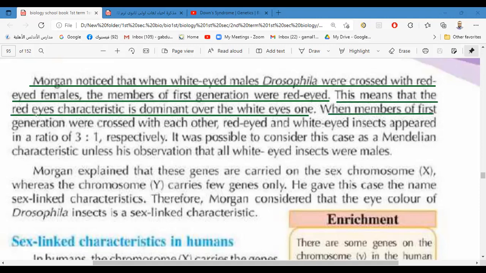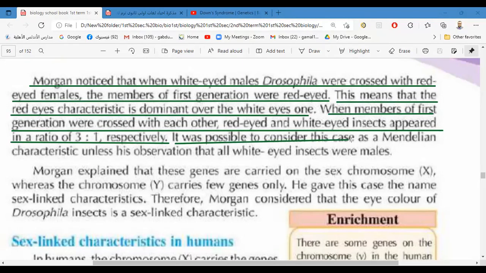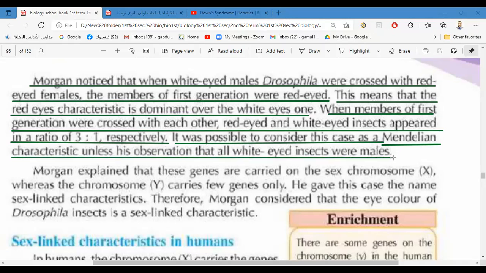When the members of the first generation were crossed with each other, the red eye and the white eye appeared in the second generation in a ratio of 3 to 1 respectively. Now, is it like Mendel or not like Mendel? It is like Mendel, but there was a difference between this case and Mendelian inheritance. Why? This case may be considered Mendelian inheritance if the percentage for male and female is equal, but the observation tells us that white eye was only in males. There is no white eye female at all. There are only males with white eye.